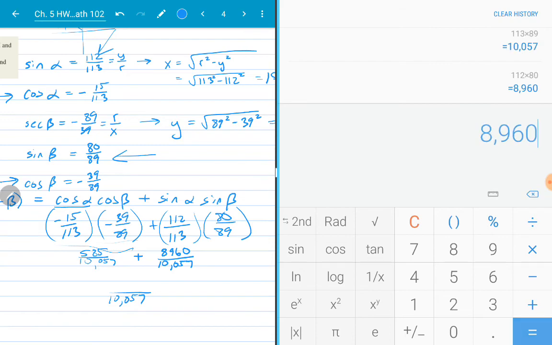So adding those two numerators, I have 8960 plus 585, which gives me 9545 over 10057, and that is the final answer.